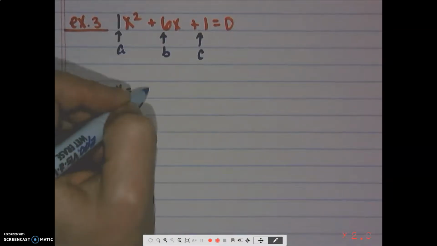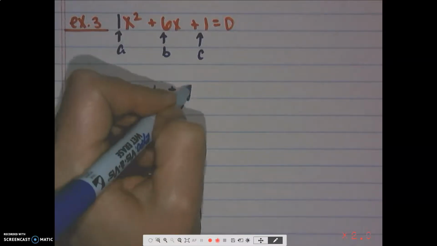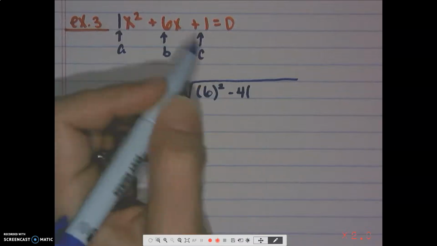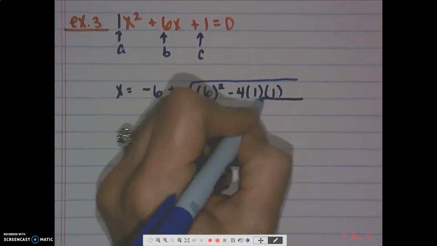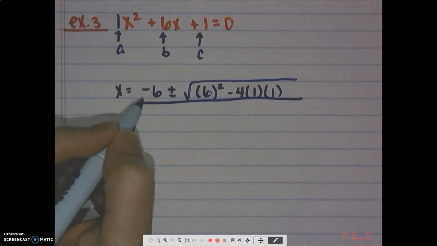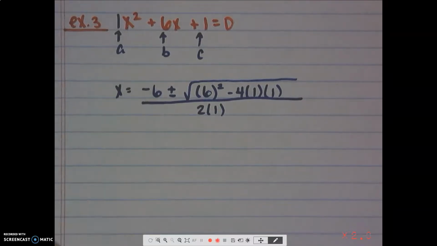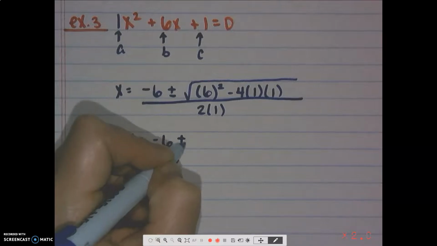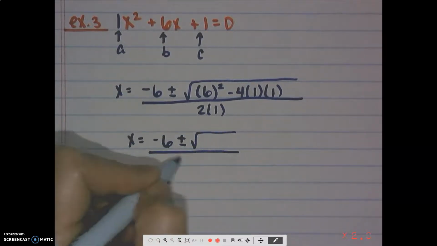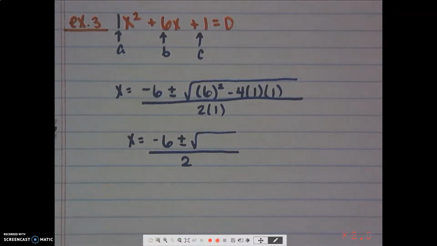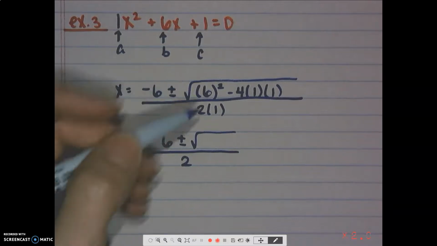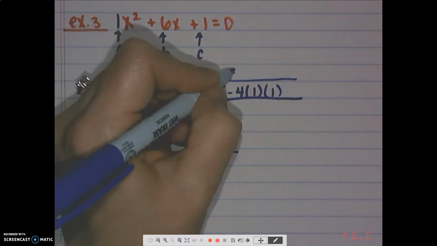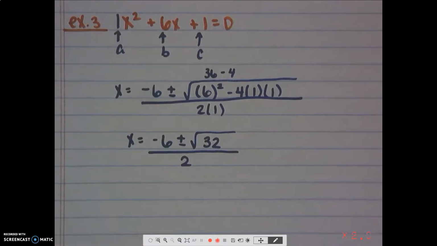All right, x equals the opposite of b plus or minus the square root of b squared minus 4 times a times c. That fraction bar goes all the way over to the equal sign, 2 times a. So now we're going to have x equals -6 plus or minus the number underneath the radical, and 2 times 1 is just 2. Here we have 36 minus 4, so we have 32 underneath that radical.